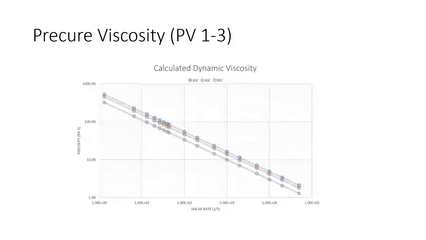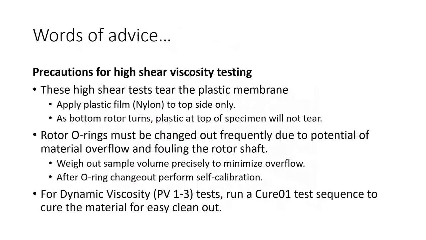All right. I'm sure there'll be people that are probably doubting me. So I'll give you some words of advice. Precautions for high shear viscosity testing. These high shear tests tear the plastic membrane. So the first thing is always put your plastic on top. And the bottom is the motor turn. Use nylon because it's the most flexible. So I only put plastic on one side. Otherwise, you have effects of the plastic, especially when you're turning at plus or minus 90 degrees. So always just use one-sided plastic.